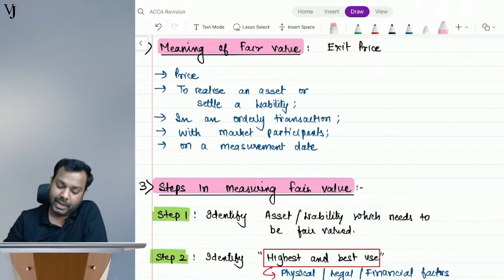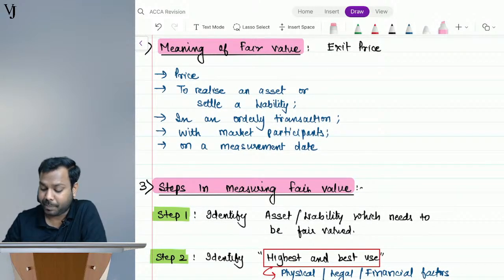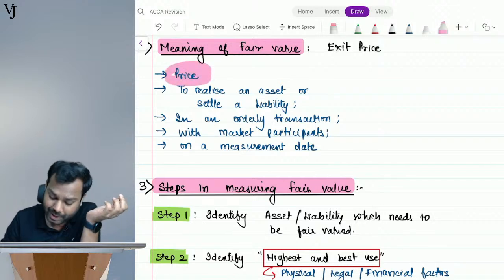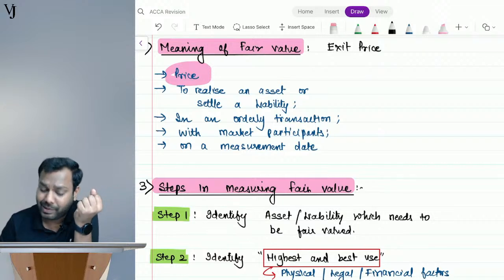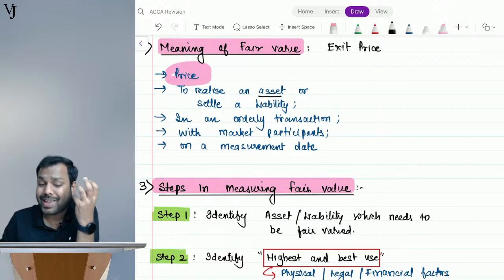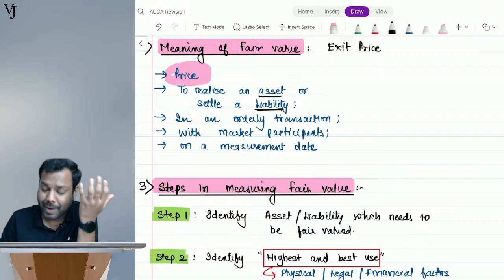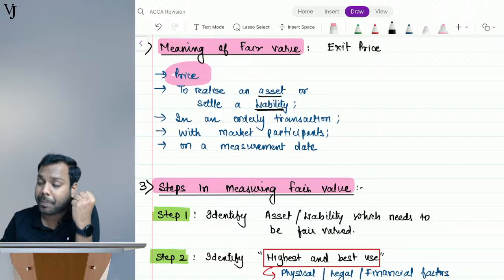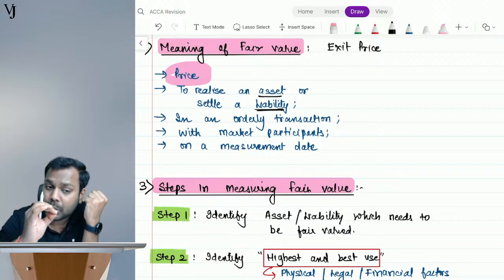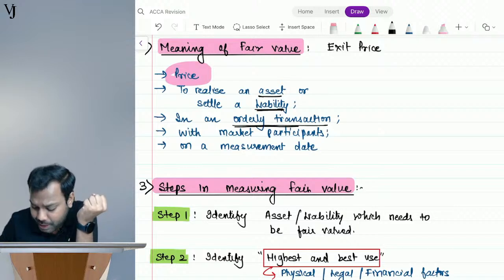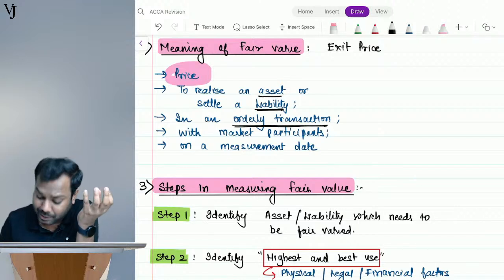Now, meaning of fair value, the exit price. It means the exit price. But what does it mean? How to define a fair value? It says the price which I can realize from an asset, or I need to pay to settle a liability. The price which I will realize from an asset, or the price which I will have to pay to settle that liability in an orderly transaction. What is the meaning of orderly transaction?